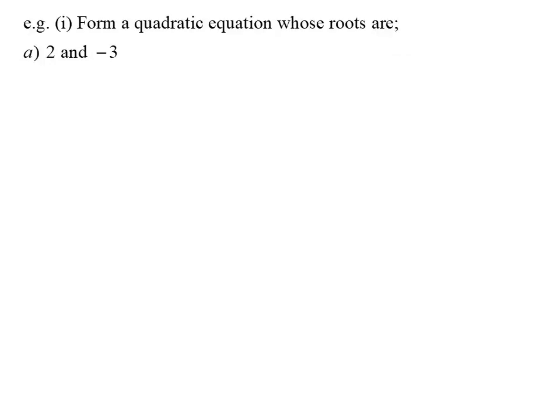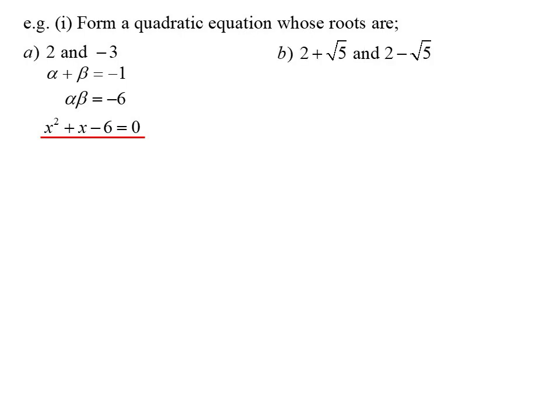So if we now had to form a quadratic equation, and we know the solutions, 2 and negative 3, well, the sum of the roots is negative 1, the product of the roots is negative 6, so therefore there's my quadratic, x squared plus x minus 6 equals 0.